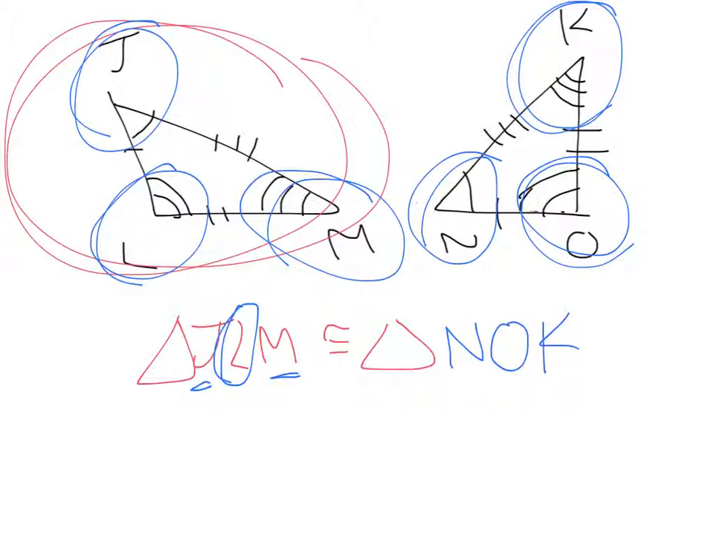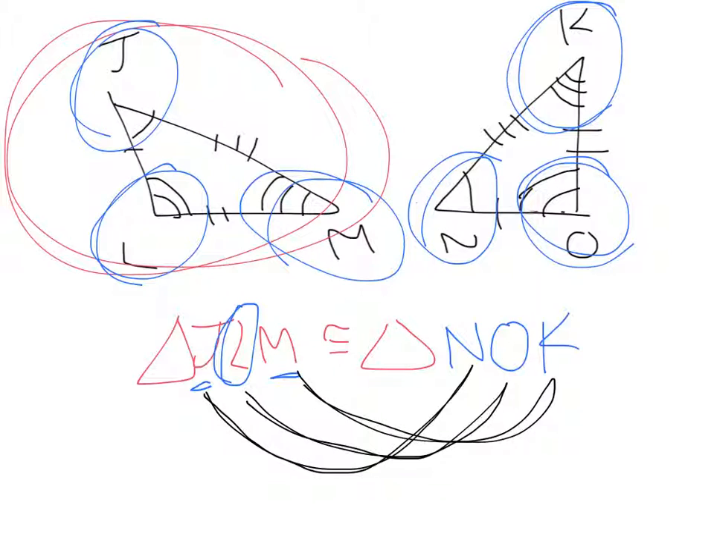Again, yours might not match mine completely, but as long as your J and your N are in the same spot in each triangle, you're fine. So it's first, second, or third, you're okay. Same with L and O, they need to match, and M and K need to match.